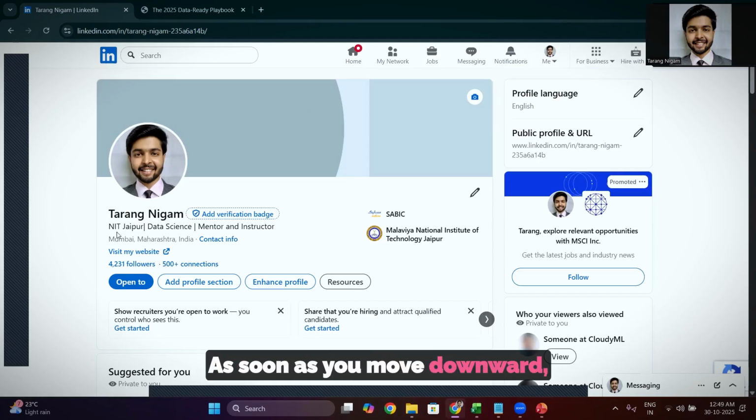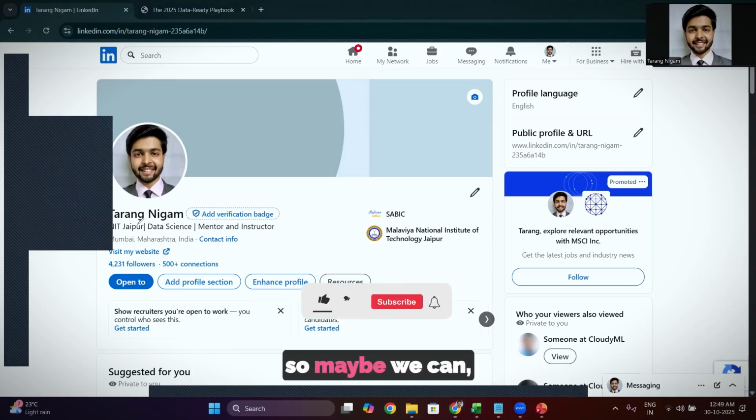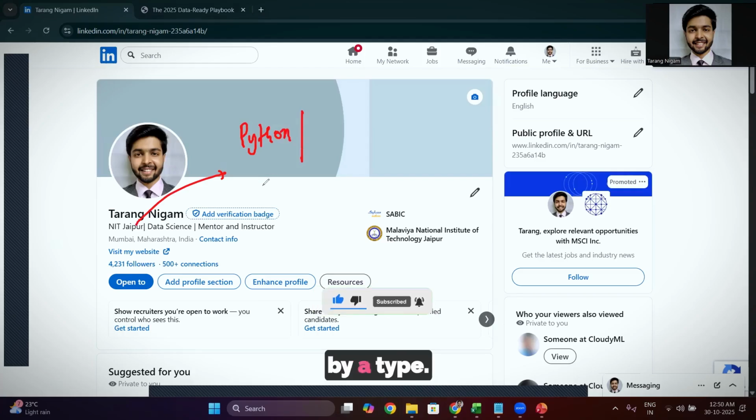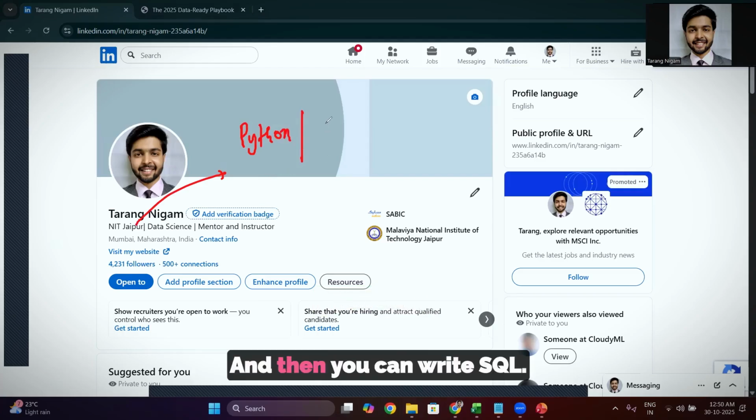As soon as you move downward, you see a headline. A headline, what does it mean? It means all the things that you are proficient in. Let's say you are a fresher. My idea to you is to mention the tech stacks, the tools that you've learned. Maybe you can mention Python, separated by a pipe, and then we can write SQL, then we can write Power BI.